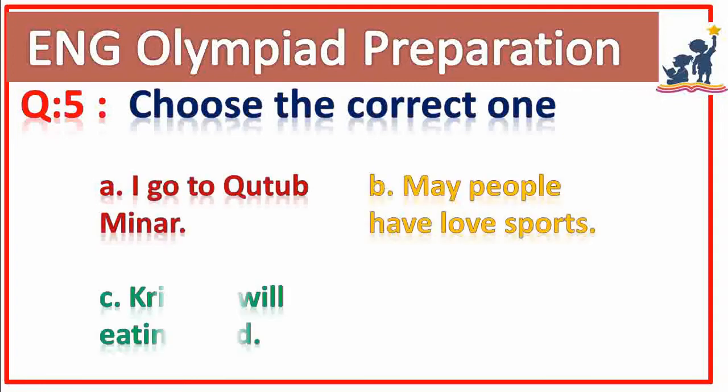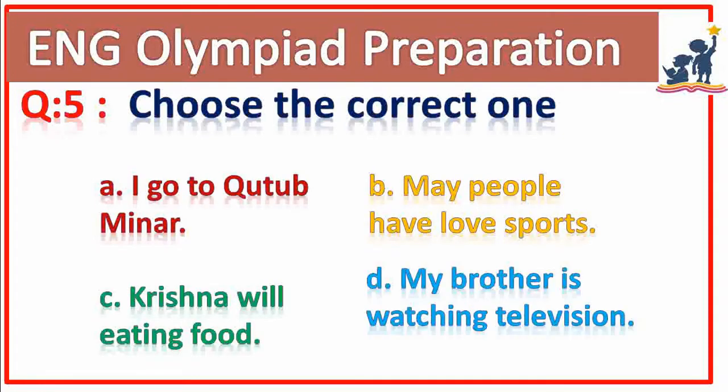Question number 5. Choose the correct one. Option A. I go to Qutub Minar. Option B. May people have love sports. Option C. Krishna will eating food. Option D. My brother is watching television. Right answer is my brother is watching television, because here also brother is in singular form. So we use here is.